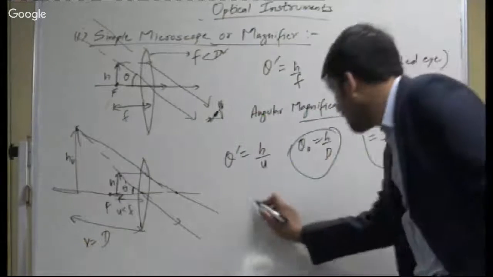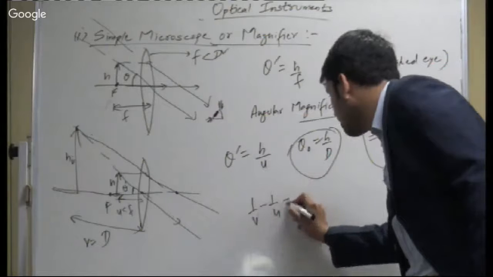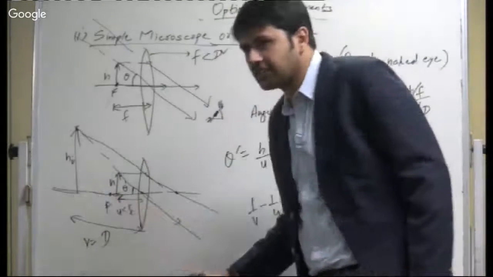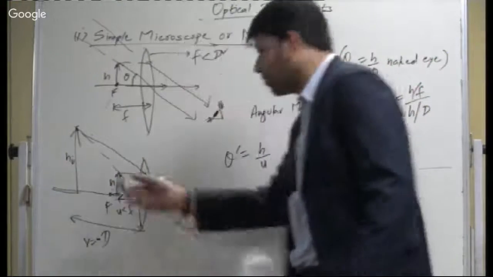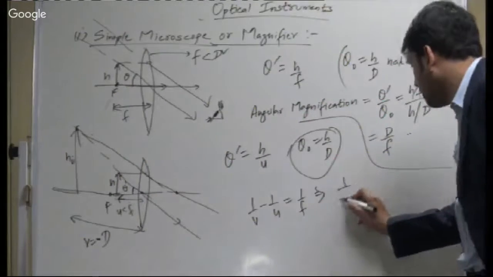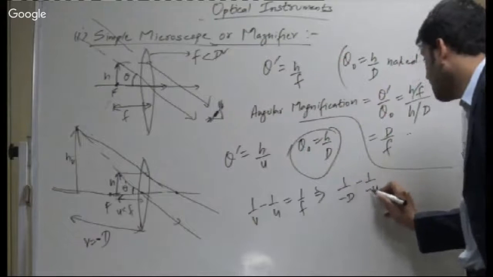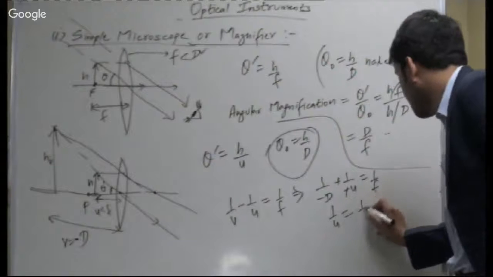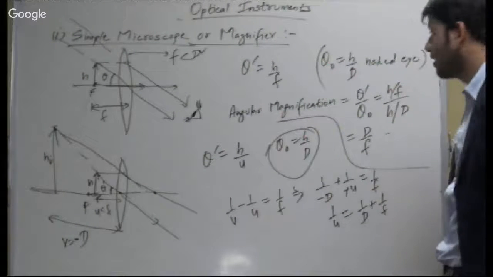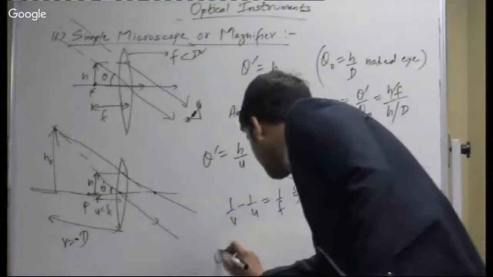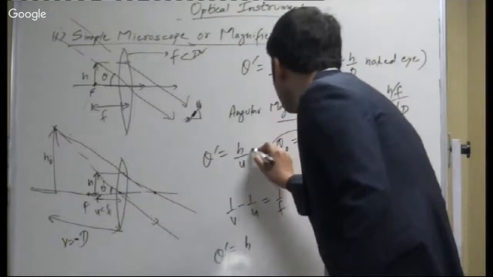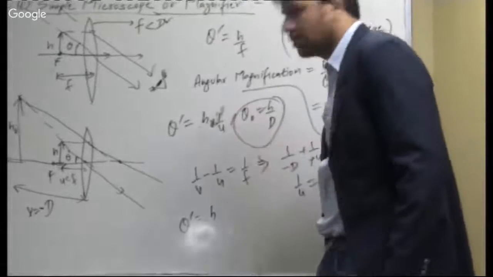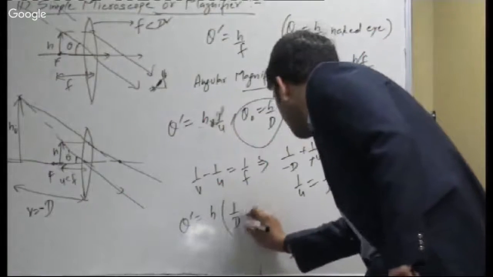जरा लेंस फॉर्मूला लगाएंगे तो 1 by v minus 1 by u is 1 by f, है ना. v is on the negative side तो माइनस साइन, u is negative again तो 1 by minus d minus 1 by minus u is 1 by f. आप 1 by u कैलकुलेट करेंगे, होगा 1 by d plus 1 by f. ओके, लेट्स रिप्लेस. थीटा डैश कितना हुआ? h इंटू 1 बाय यू लिख सकता हूँ ना, सो h इंटू 1 बाय डी प्लस 1 बाय एफ.